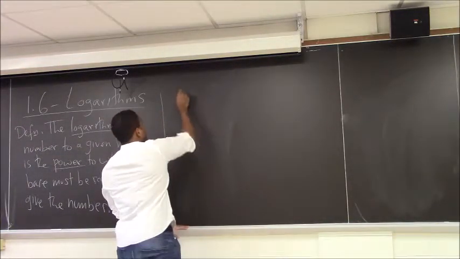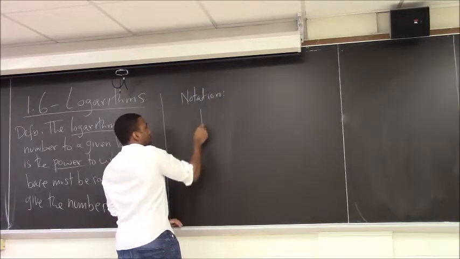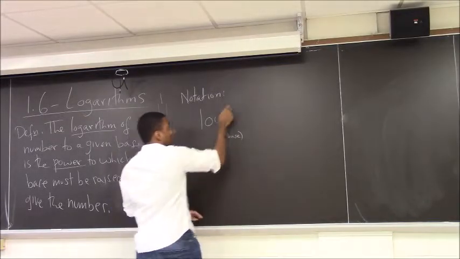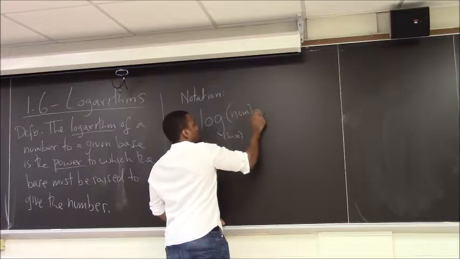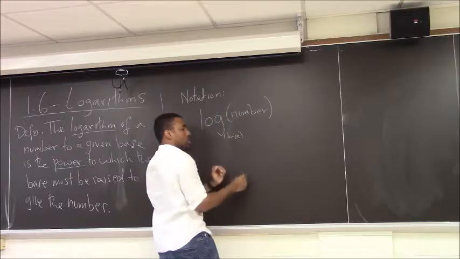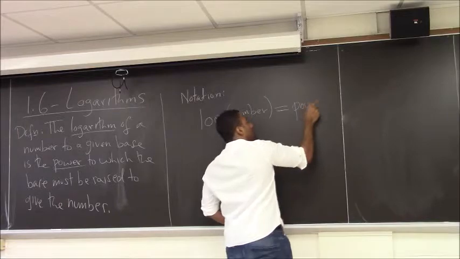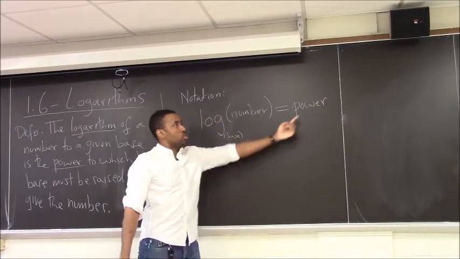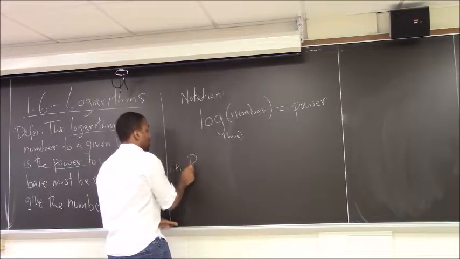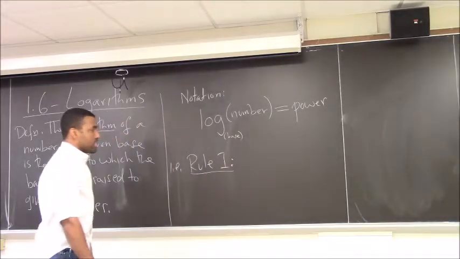Here's the notation of how this will make sense to you. It's written like log. The base is the little number that comes down here. The number is here. So we're taking the logarithm of a number, kind of like f of x. The log is a function that follows a certain rule, and the output is the power that you need to raise the base to in order to get this number. This is rule 1. This defines the logarithm.